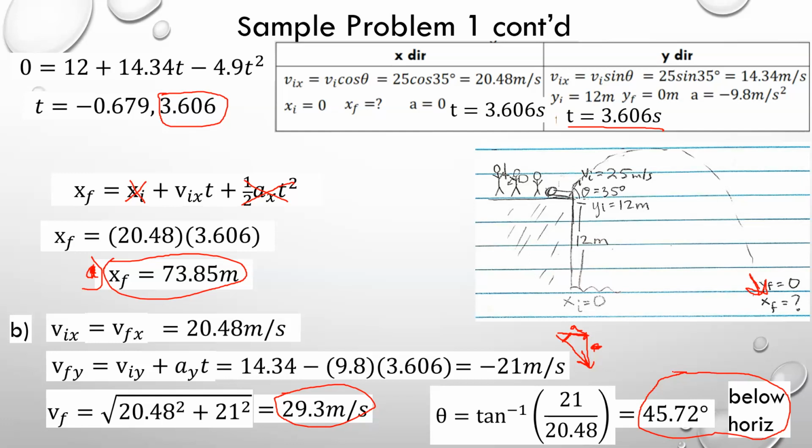Now let's think about if these answers are reasonable. Well, 25 meters per second is pretty fast, so it makes sense that a rock could go this far. And it makes sense that it would hit with about this speed as well.